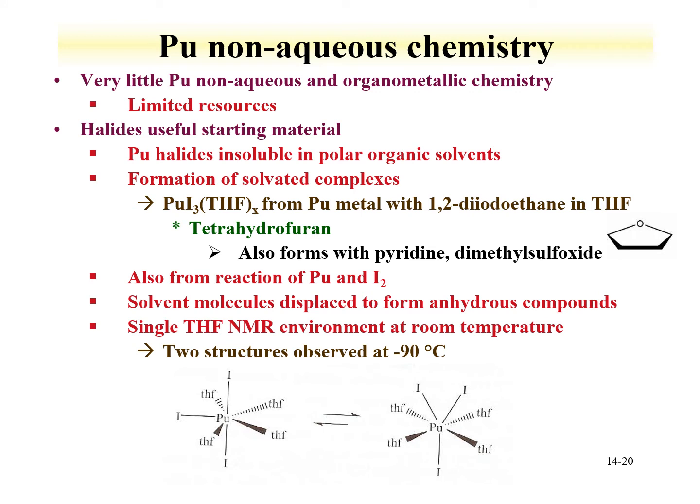We'll end the lecture on plutonium chemistry with discussions on its non-aqueous system. There's relatively very little plutonium non-aqueous organometallic chemistry. Halides, as we discussed earlier, are useful starting compounds. For instance, plutonium triiodide tetrahydrofuran, shown here, is a useful starting compound.